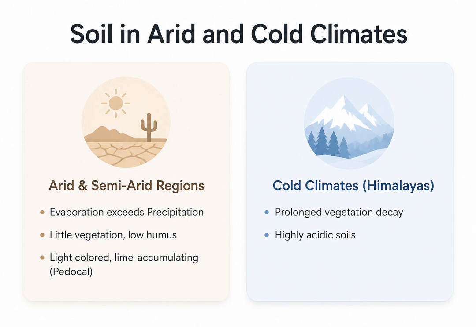With little vegetation, the soil lacks humus, making it light in color. These soils accumulate lime and are known as pedocal soils, meaning they are rich in calcium carbonate but low in organic matter. On the other end of the spectrum, in the cold climates of the Himalayan region, plant decay is incredibly slow, which leads to the formation of highly acidic soils.